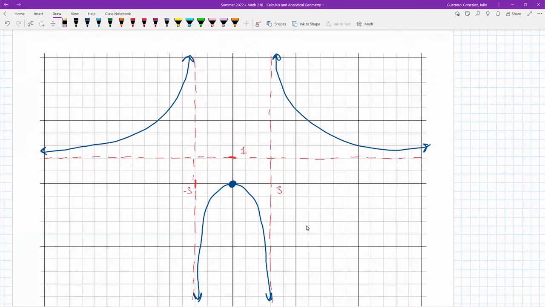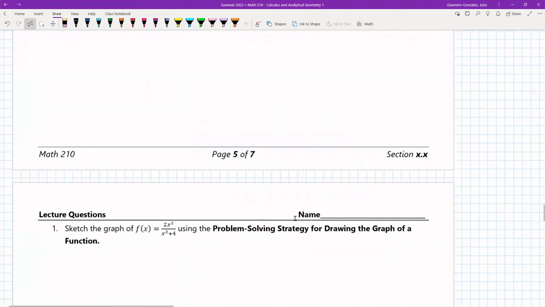Okay, and that's it. Notice how much we are able to graph just from using calculus, using all of our steps, all of our previous sections. Okay, and I believe that's it for this section.